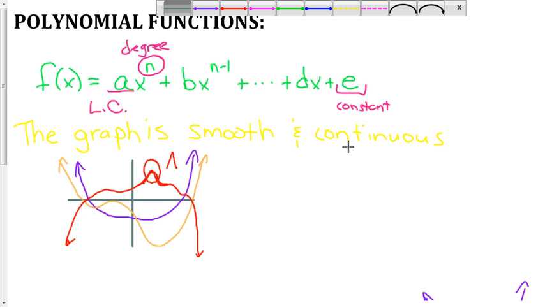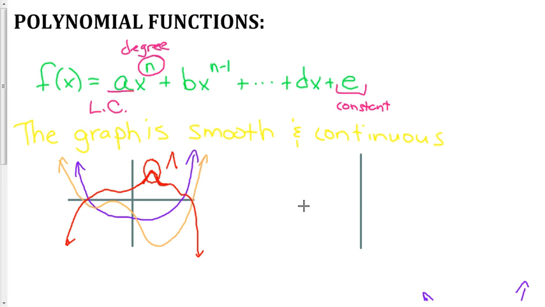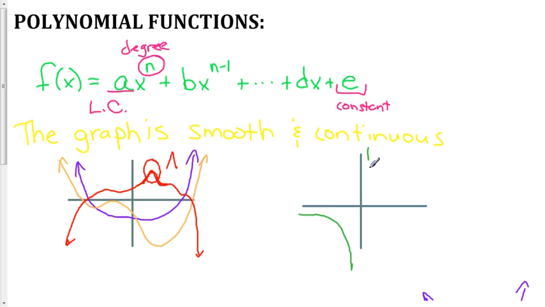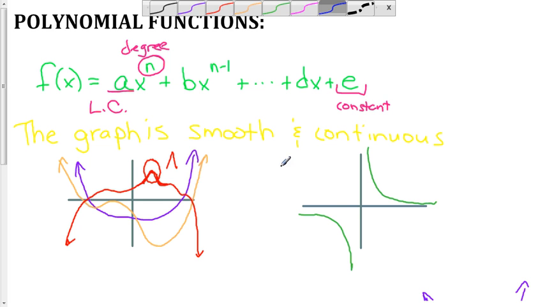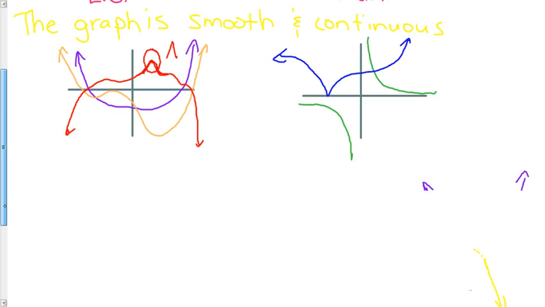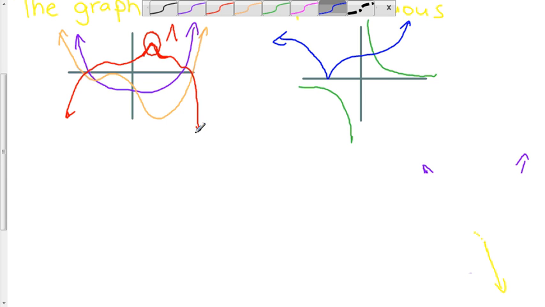Here are some examples of things that would not be polynomial functions. That is not smooth and continuous because it is broken right here at the y-axis. And yet another one would be something that maybe does this. Because that right there, there's just a point. So that's the first thing you need to know about any polynomial function when you're drawing them. Make them smooth, make them continue on forever.